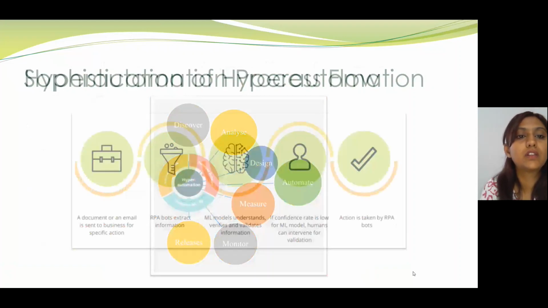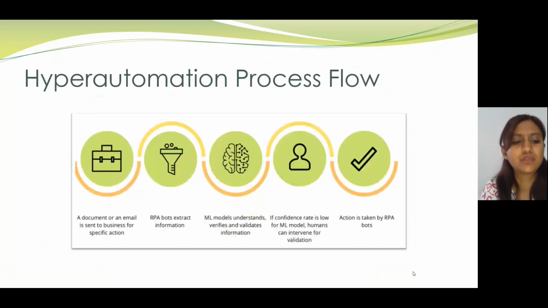Now let us go to the hyperautomation process flow. As the diagram shows, a document or an email is sent to a business for specific actions. RPA bots extract information, and then ML models understand, verify, and validate the information. If the confidence rate is low in the ML model, humans can intervene for validation, and actions are taken by RPA bots.